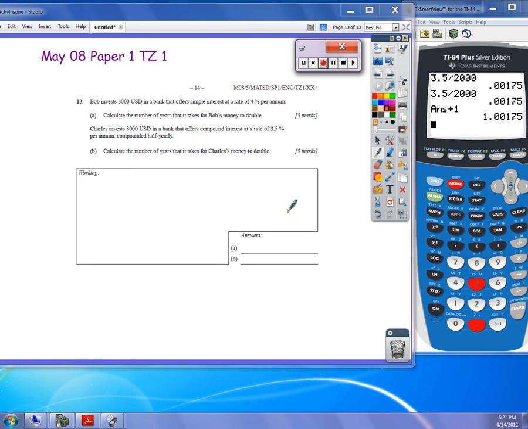Problem 13 is a compound interest and simple interest problem. In part A, Bob's investing in a bank that offers simple interest, and we want to find out how long it takes for Bob's money to double. Remember that the simple interest formula is interest is equal to the amount that we invest, principal, times rate times time.